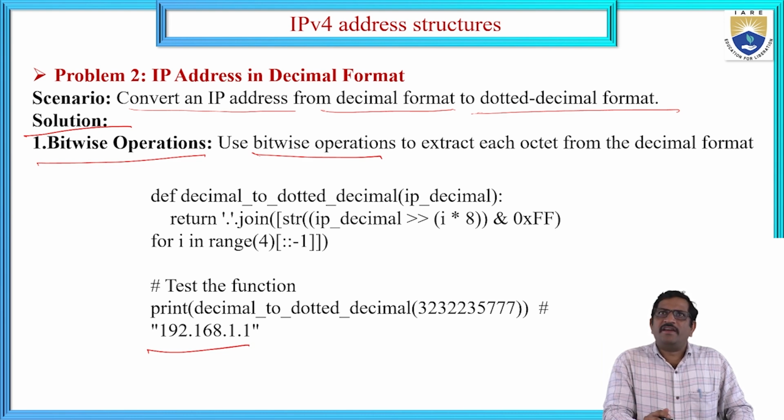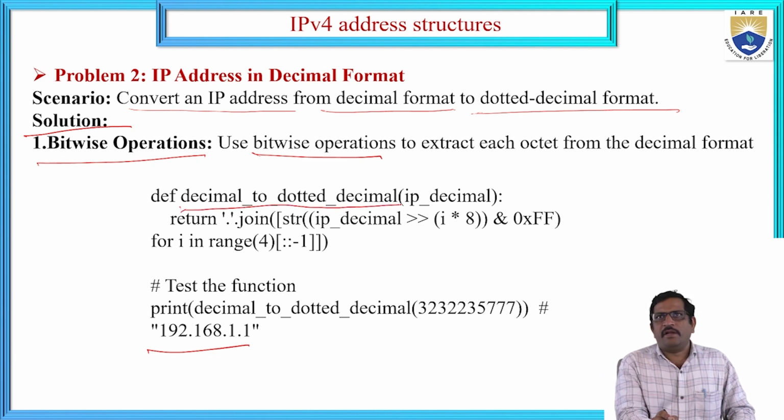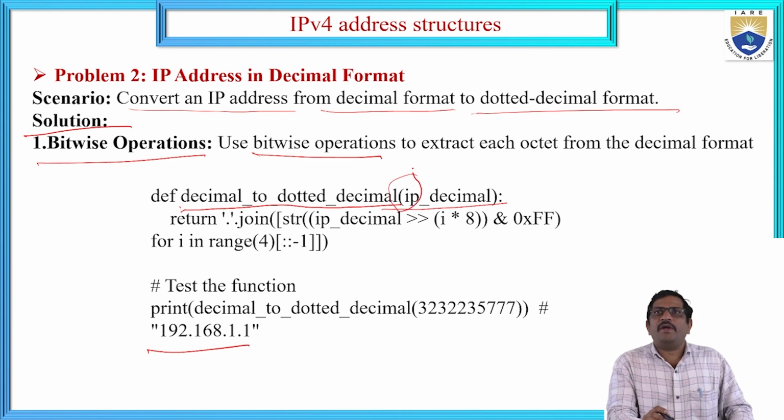So whatever the octets are there, each octet can be converted from the decimal format. For that, first we have to define decimal to dotted decimal. That is, the IP address in decimal. Whatever IP address we are utilizing can be represented in dotted decimal.